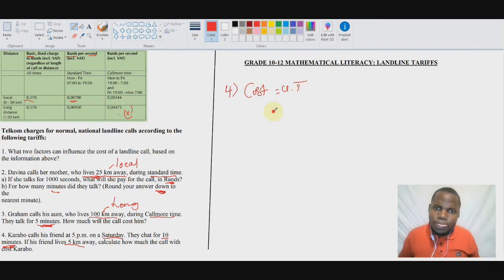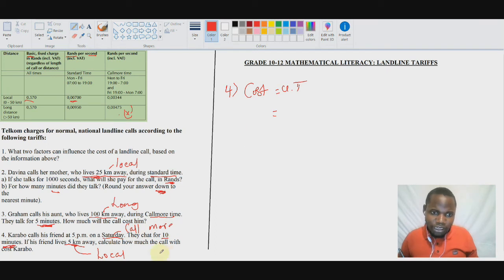So now the friend there, it's on a Saturday. So what is it? Saturday, it's call more time. Now what is that distance? The distance there, remember, you don't use it anywhere, but you underline that distance. So what call is that? Now it's between 0 to 50 kilometers. So that means it's a local call, and this is call more. Okay, so what we do, the same thing.